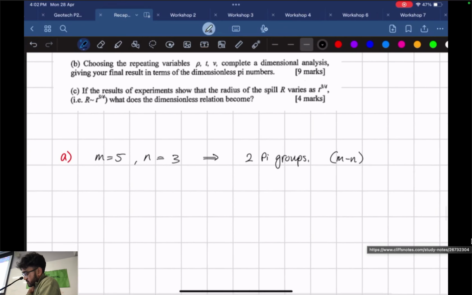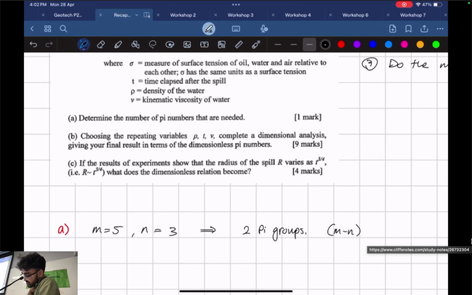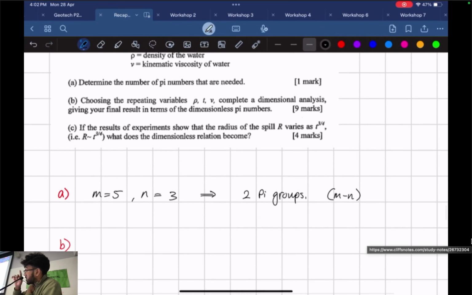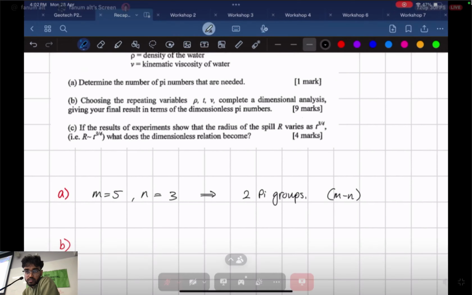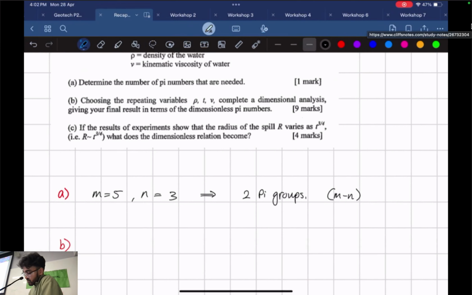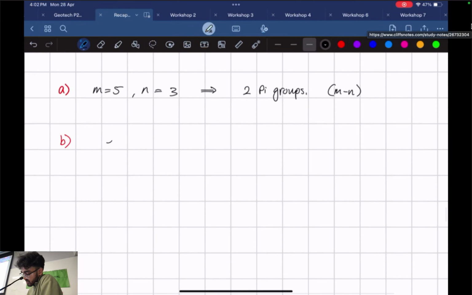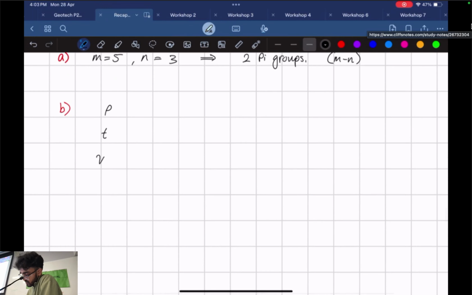Okay, let's work out part B now. Choosing your repeating variables, density, time, and viscosity, complete dimension analysis. So this is 9 marks. This is going to be the bulk of your marks. I'll just do it up here. Okay, cool. So we're going to choose density, time, and viscosity. So density is going to represent an m parameter. This is going to be t, this is going to be l.